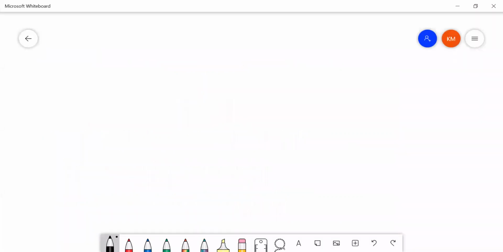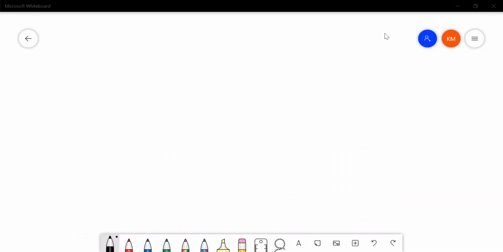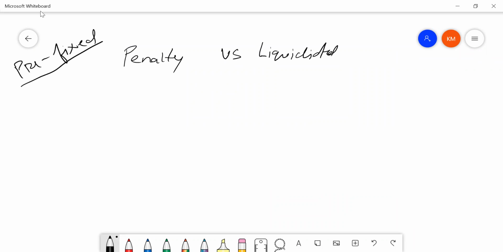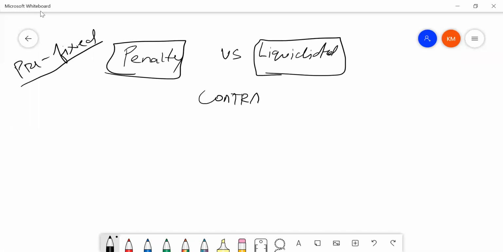Now there are two concepts called penalty and liquidated damages. Penalty versus liquidated damages. Both are called prefixed damages. I'll explain both English law and Indian law, but for the exam, you have to read only Indian law. In English law, they clearly differentiate in the contract itself what is a penalty and what is liquidated damages. Therefore, there is no issue. The contract will mention if something is a penalty or liquidated damages.